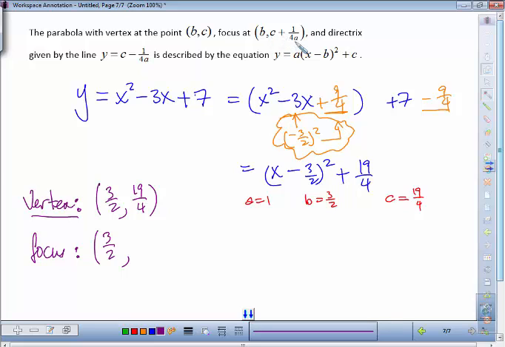Yeah, it's 19/4 plus 1/4, right? Or is it A is equal to 1? Yeah, 1/4. 20/4? 5? Is it 5? Yeah. 5.